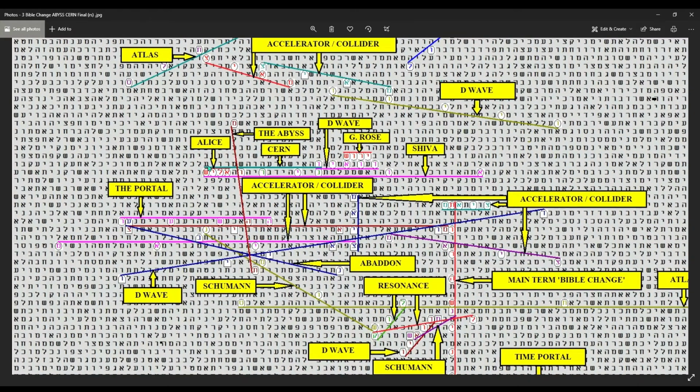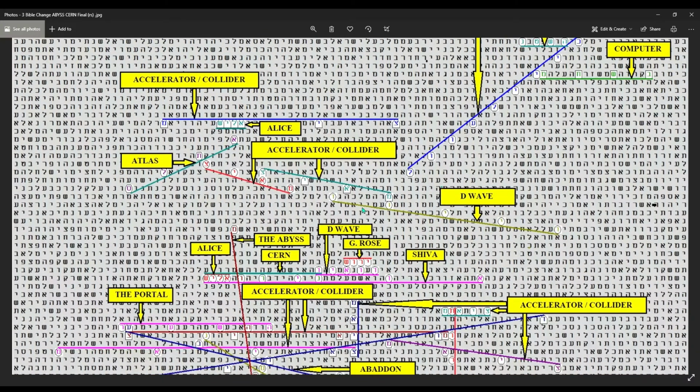We also have CERN over here, right next to the word Alice, which is one of the main colliding rings that they've got there. We also have D-Wave in the pink here, right above Jody Rose, well, G. Rose, but it's still G Rose. We have Shiva, the goddess, the statue that's right outside the CERN headquarters where CERN is. A little bit further up, D-Wave again, accelerator collider, and then the name of Atlas right at the top of the collider there, which is another one of the main rings that they use at CERN itself.